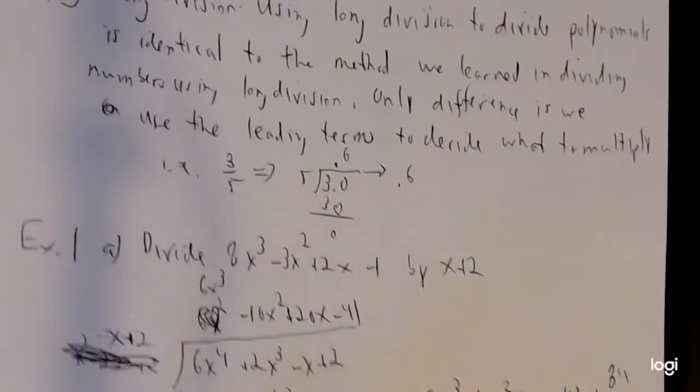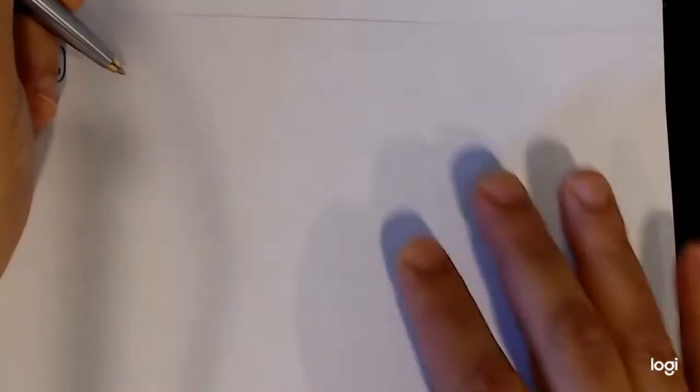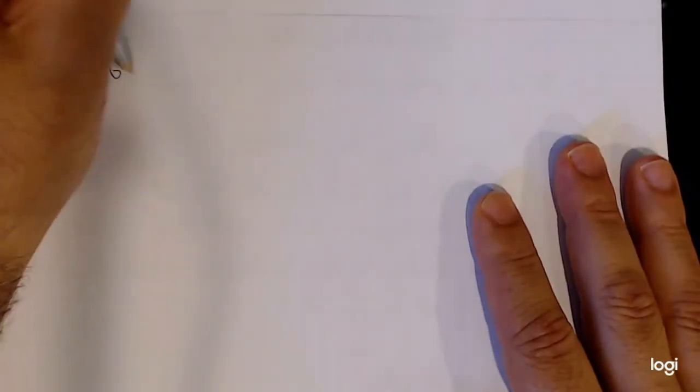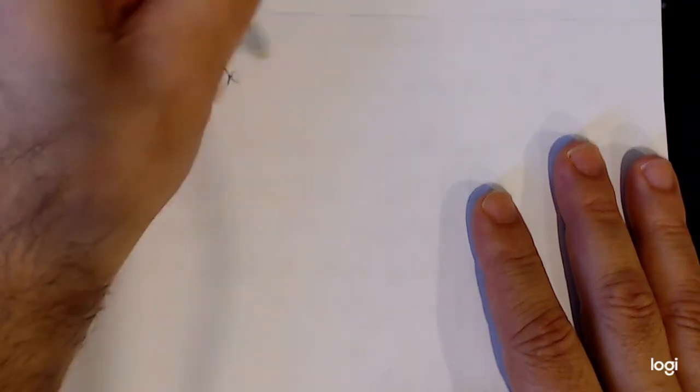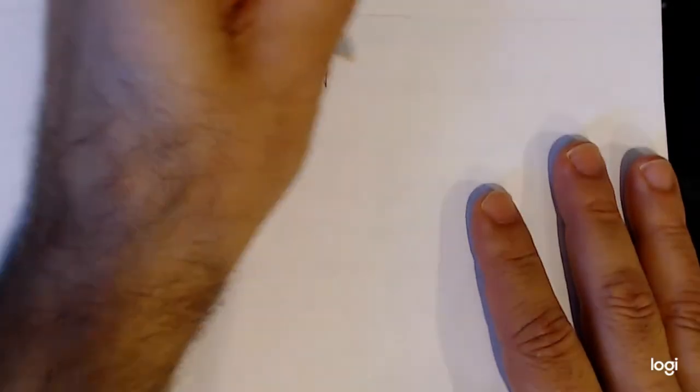Okay, so for example 1 part B, why don't you guys pause the video, do this on your own, and then press play and see how it compares. So for C, we're dividing 6x to the fourth plus 2x cubed minus x plus 2 by x squared minus 2x plus 2.